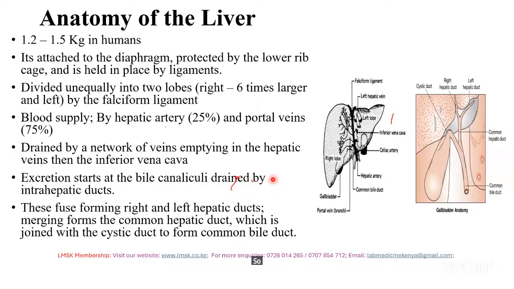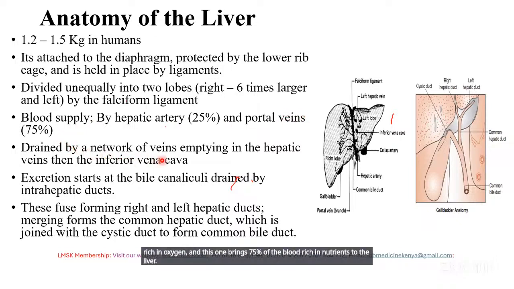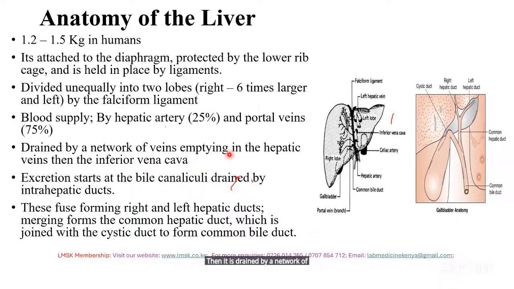So blood supply is by the hepatic artery, which brings 25% of the blood, rich in oxygen, and by the portal vein, which brings 75% of the blood, rich in nutrients, to the liver. Then it is drained by a network of veins that empty into the hepatic veins and then into the inferior vena cava and back to the heart.